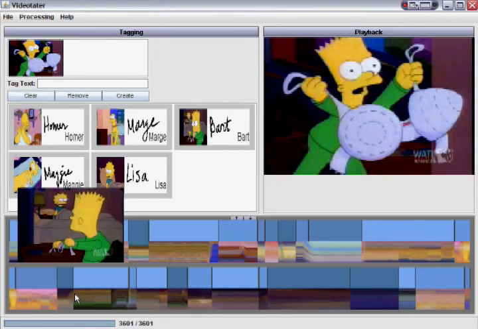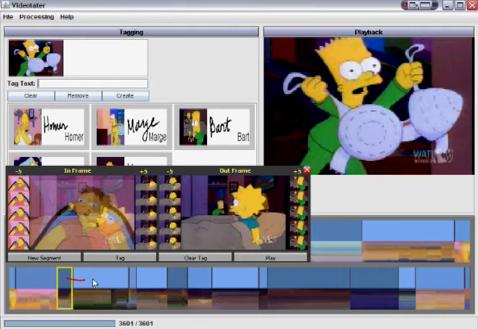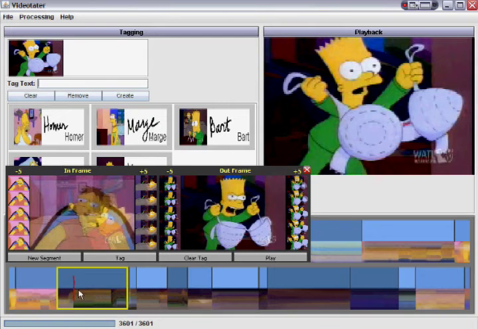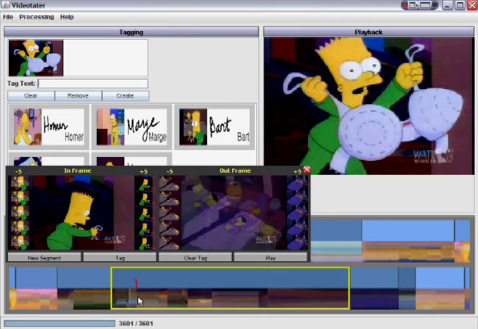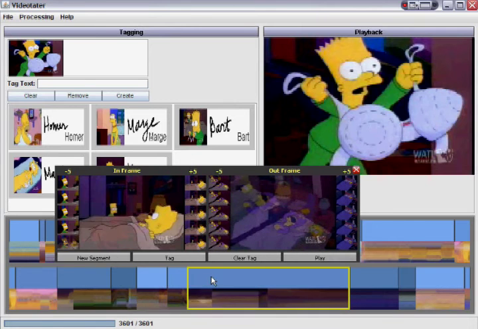On the timeline, there are two primary gestures which support rapid segmentation. A vertical gesture splits a segment, attempting to snap to the nearest likely shot boundary, and a horizontal gesture merges segments.